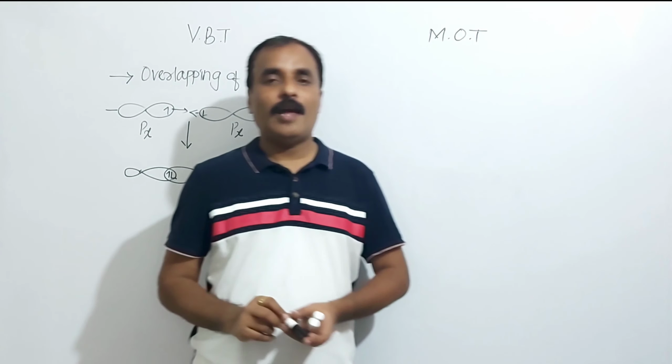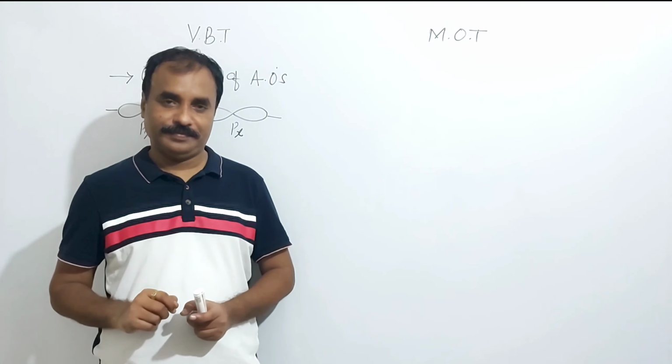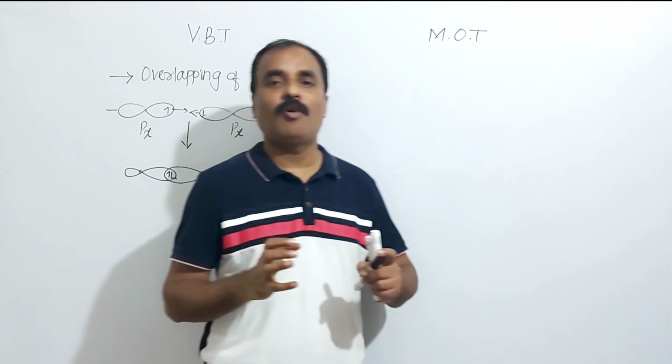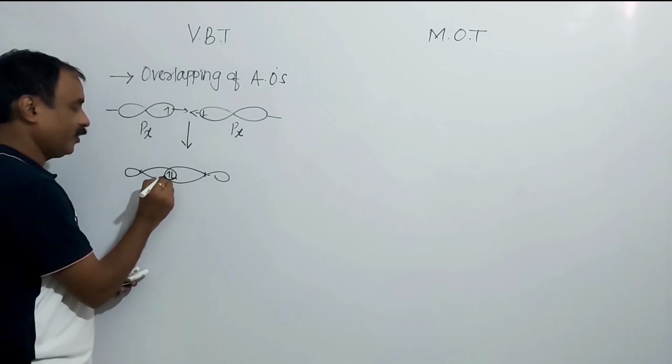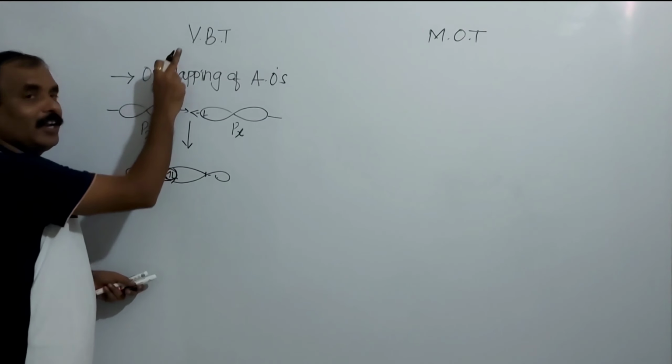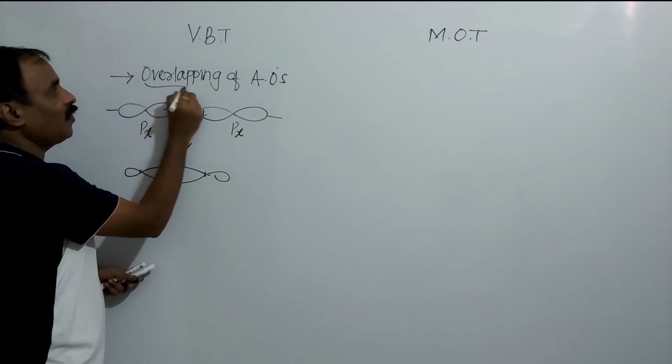And remember, effective overlapping is required to form a covalent bond. We know that the strength of a covalent bond depends on the extent of overlapping. So here, this area is the overlapping. And in valence bond theory, there is an overlapping of atomic orbitals.